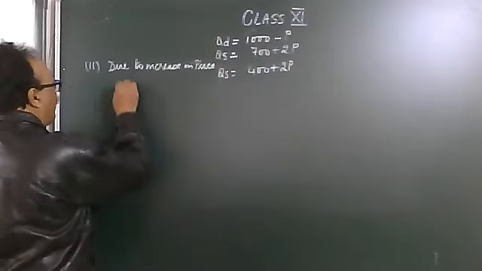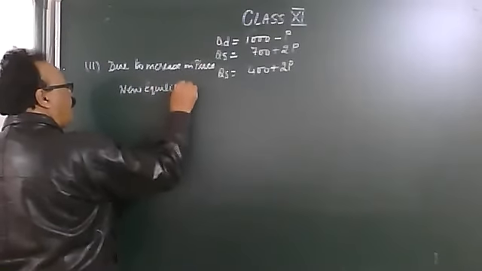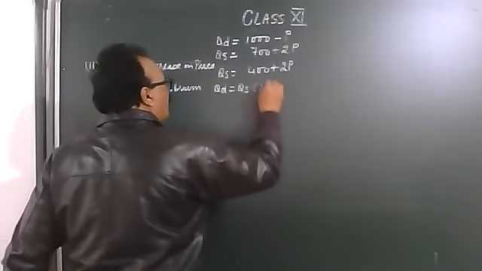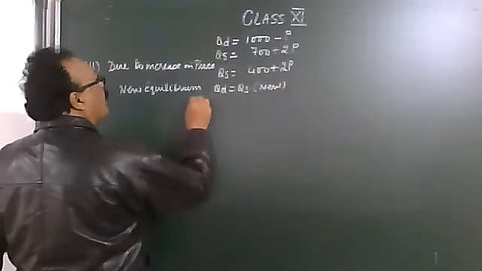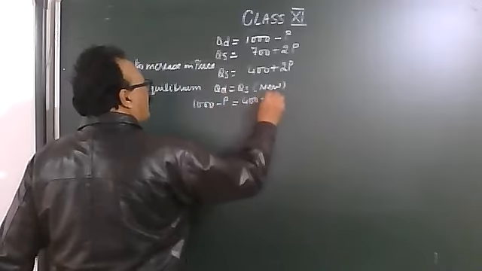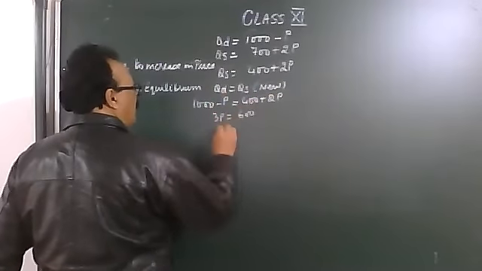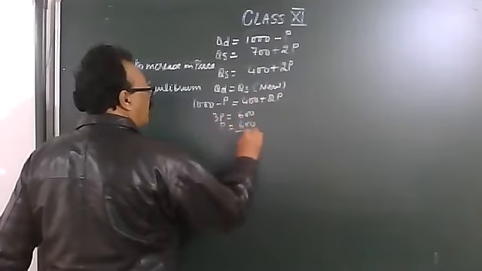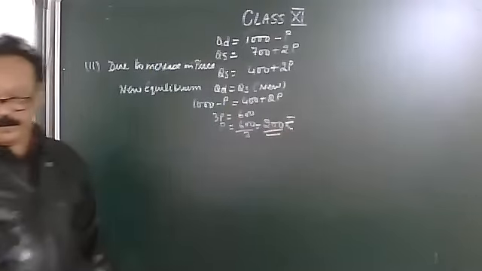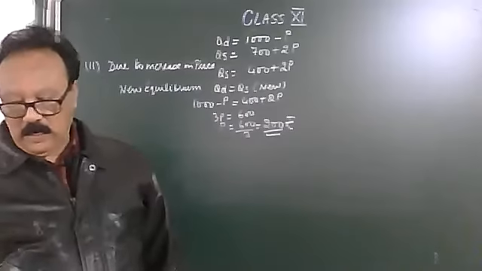So the new equilibrium would be QD is equal to the new QS. So we'll say 1000 minus P is equal to 400 plus 2P. 3P is equal to 600, P is equal to 600 upon 3, that is, the price is equal to rupees 200. Now what do we get? Equilibrium quantity.